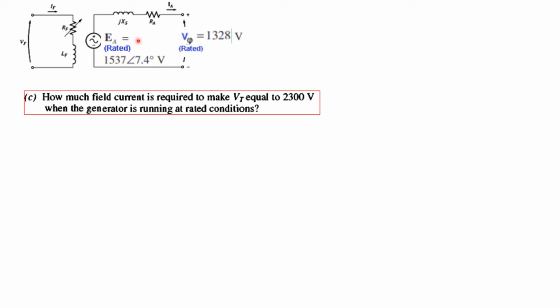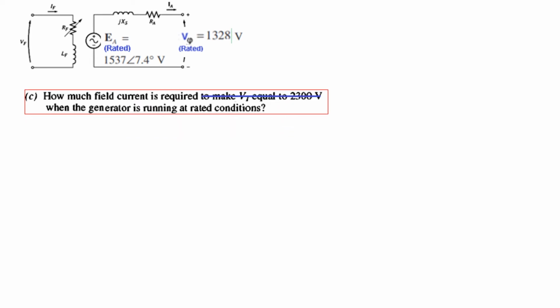Okay, so we were here, we got the rated generated voltage for this rated phase voltage. And now let's see the question: how much field current is required to make V_T equal to 2300 when the generator is running at the rated condition? Now this is disturbing me, so I'll just eliminate it. I'll put a cut mark. Basically the question is how much field current is required when the generator is running at the rated condition.